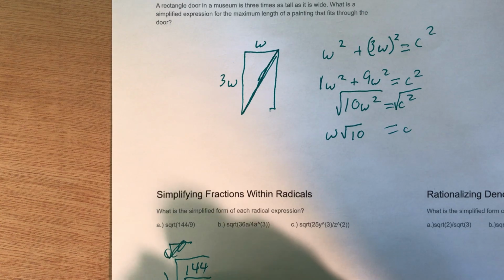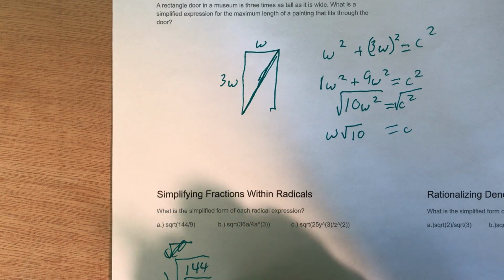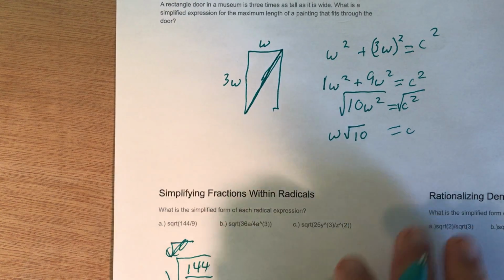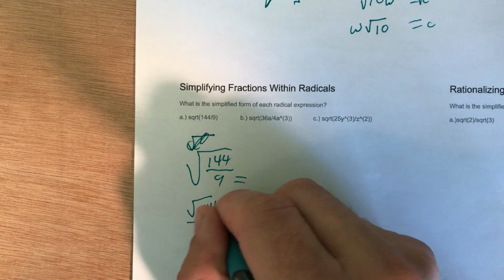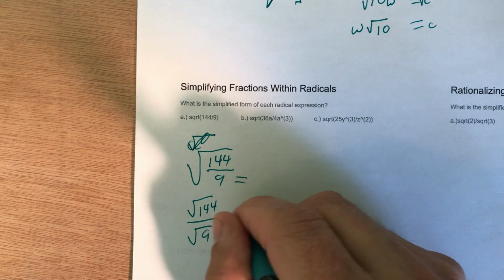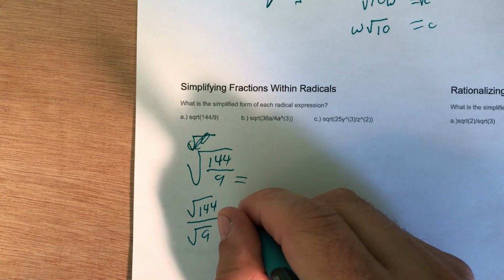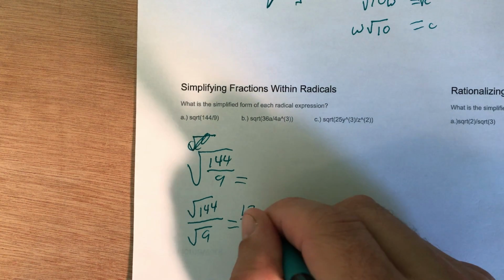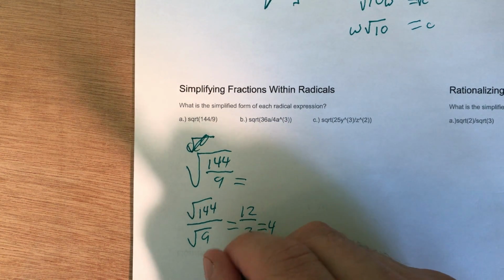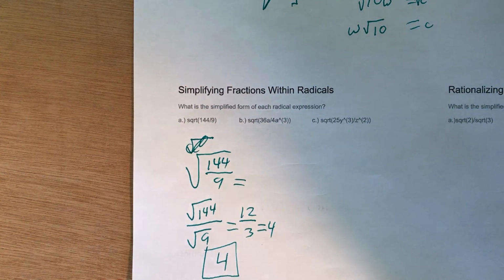Well, that means each one of these is a square root. So you could break this down and make it square root 144 over the square root of 9. That equals 12 over 3, which equals 4. So 4 would be your answer there.